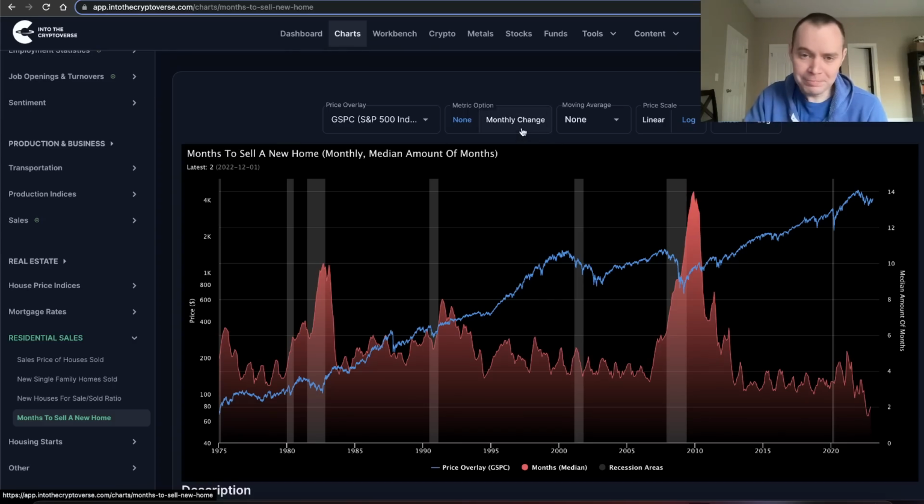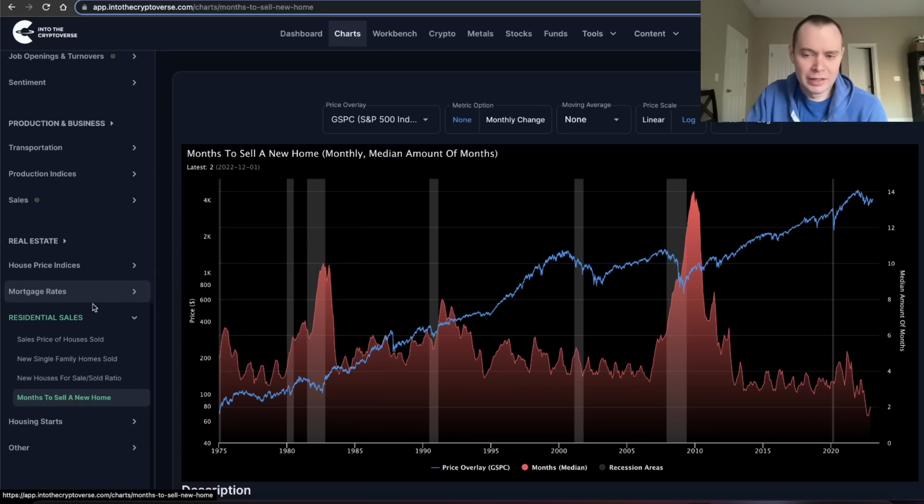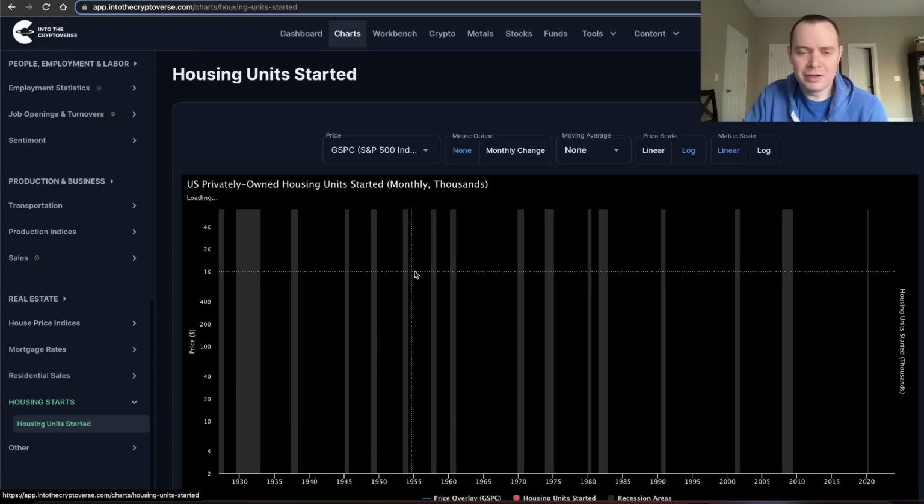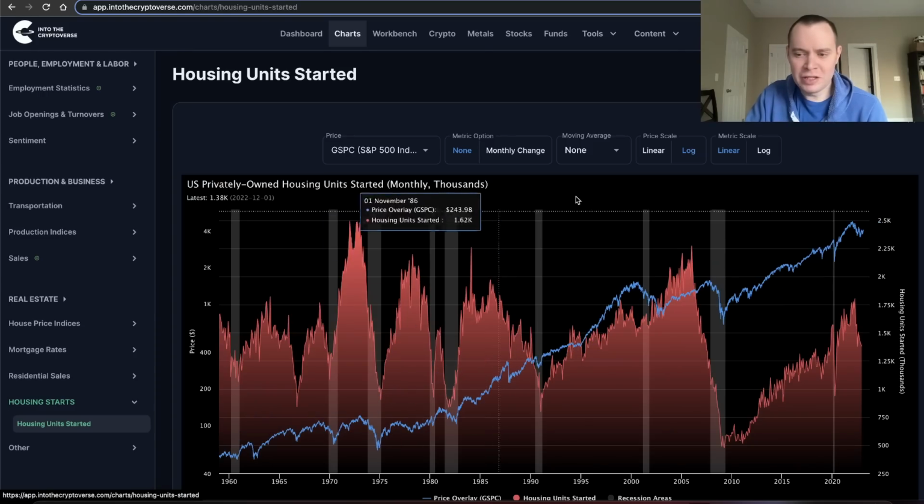And remember, the housing market takes a long time to play out, right? It does not play out in a year. It takes place over multiple years, right? And then, maybe a few other things, right? The housing units started. This is another interesting indicator to look at.